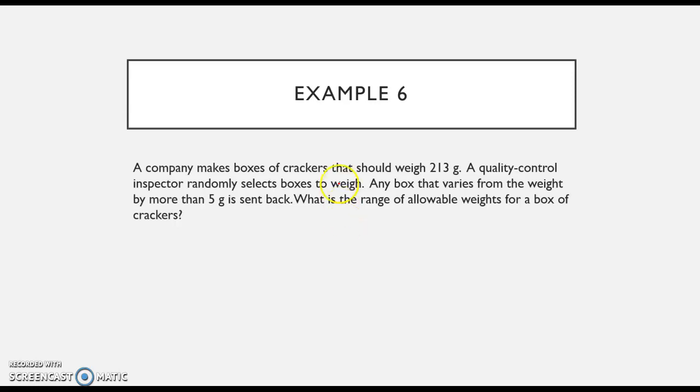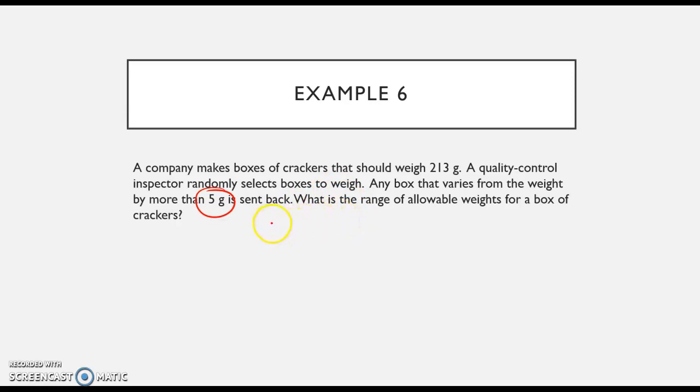A company makes boxes of crackers that should weigh 213 grams. A quality control inspector randomly selects boxes to weigh. Any box that varies from the weight by more than 5 grams is sent back. So what range is allowed for weights of boxes of crackers?